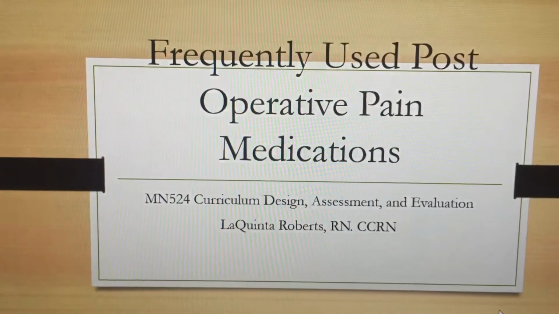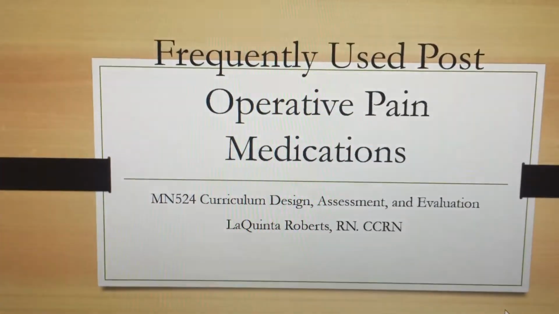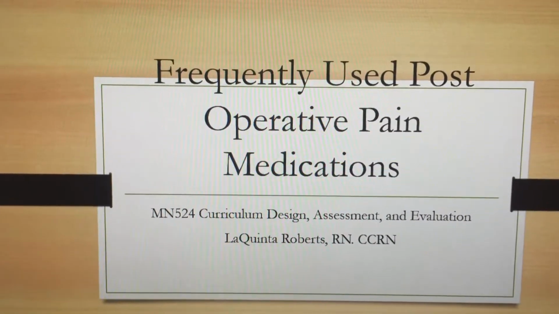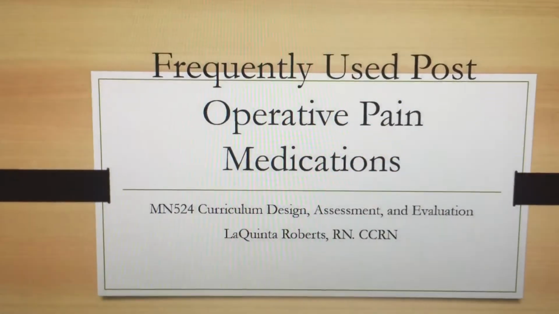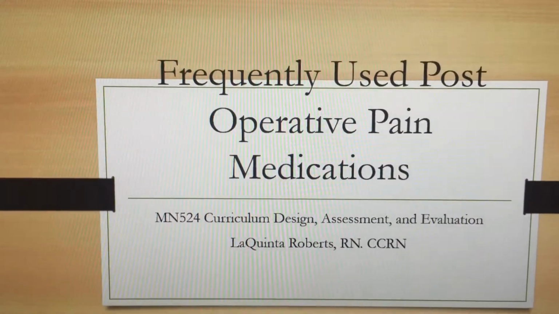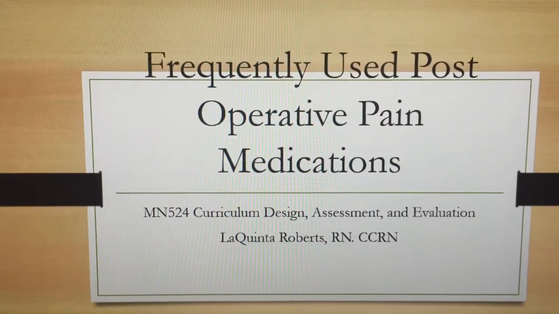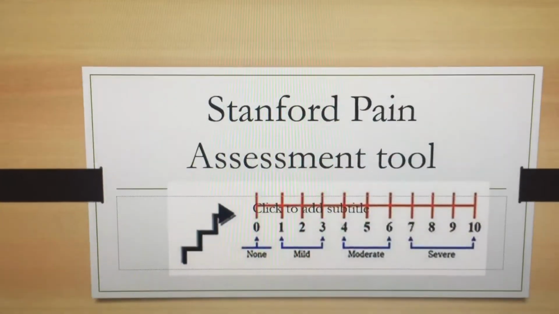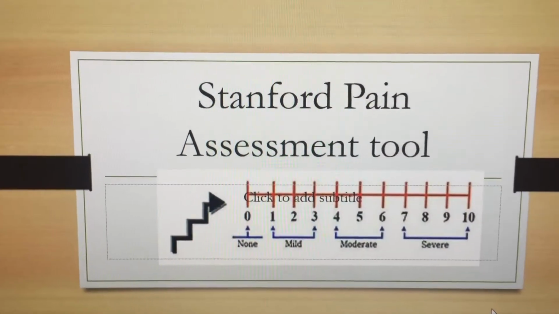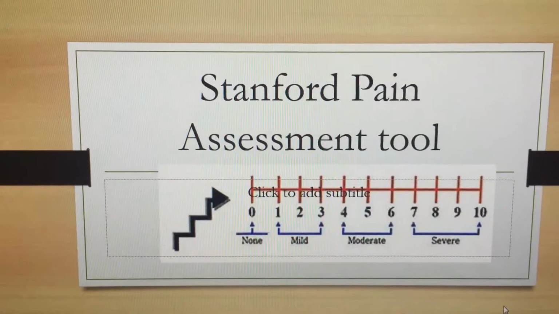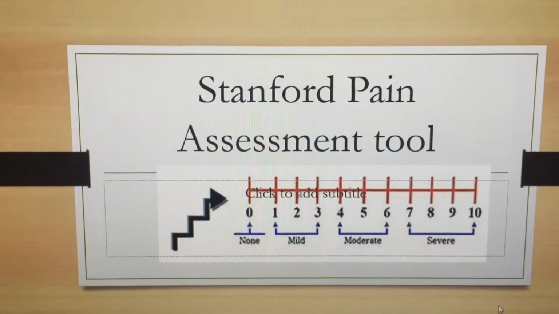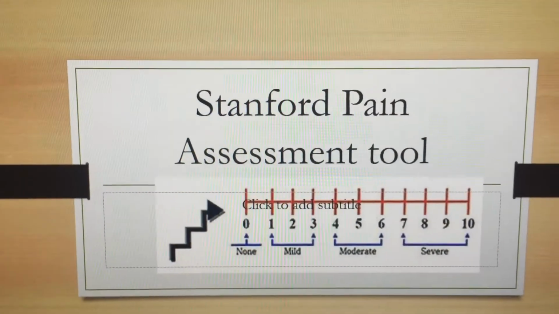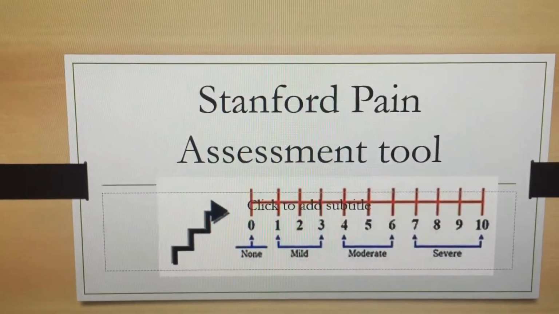Controlling and minimizing pain is a high priority after airway assessment for the post-op nurse in the post-anesthesia care unit. Communication plays an important role in assessing patients' post-operative pain when using pain rating tools. The Stanford Pain Assessment Tool is used for patients who are able to verbalize. As you can see, 1 to 3 is mild pain, 4 to 6 is moderate, and 7 to 8 is severe.